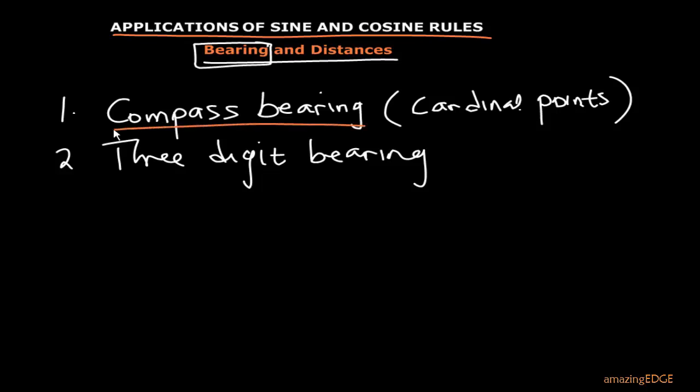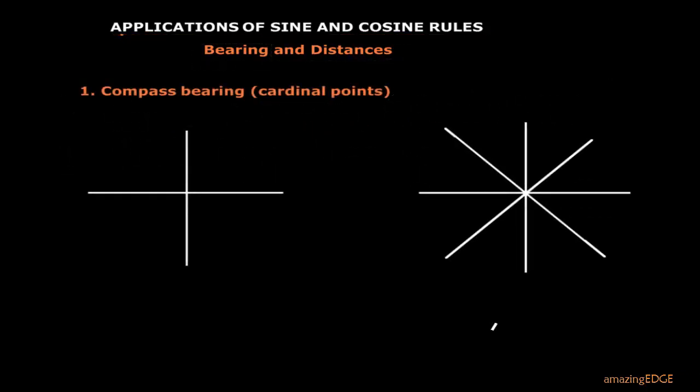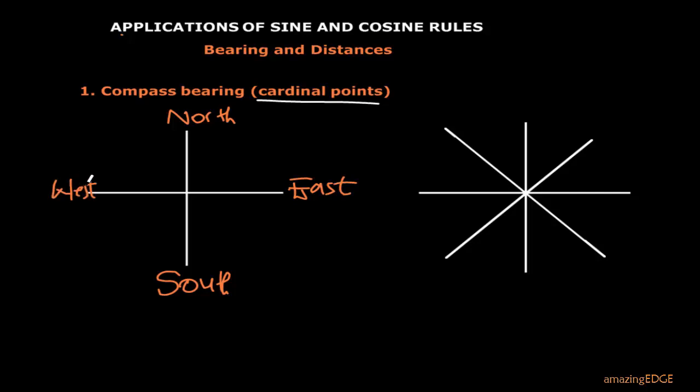We say that the compass bearing is based on cardinal points and can be obtained in any standard compass. So we'll look at some examples now. Like I told you, the compass bearing is based on cardinal points. So here is always the north, here you have the south, then on the right side you have the east, and finally on the left here you have the west.